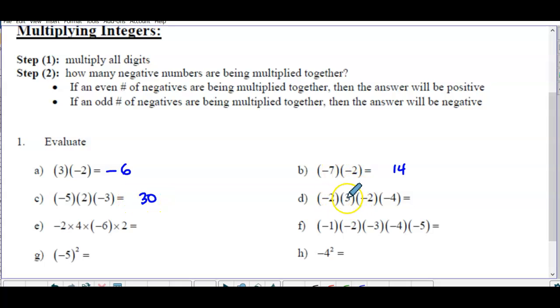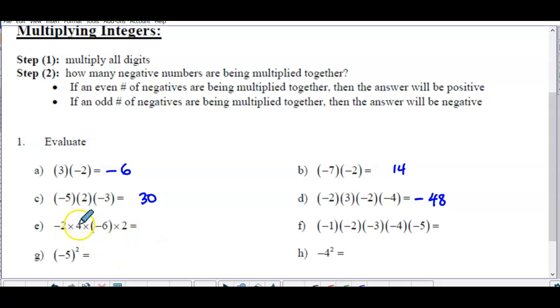Here, 2 times 3 is 6, times 2 is 12, times 4 is 48. You've got three negatives multiplied together. 3 is an odd number, so that means the answer will be negative. You don't want to have to go through -2 times +3 is -6, -6 times -2 is +12, +12 times -4 is -48. It takes a little bit longer. It's a little bit easier just to do the digits and look at the number of negative signs.